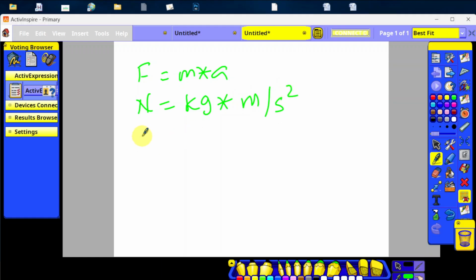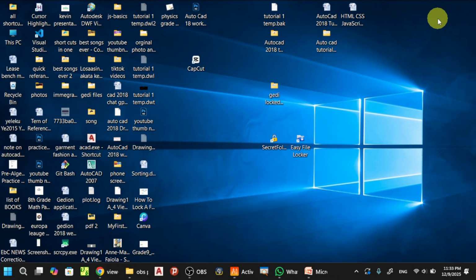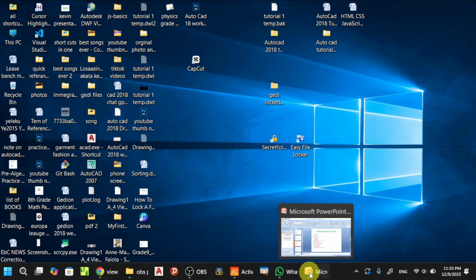You see, Newton is not a fundamental unit because it's derived from kilogram, meter, and second, which are fundamental units. It's derived from three fundamental units. This is what derived means. So force is a derived quantity, not a fundamental quantity. That's how you understand it. Let's go on.